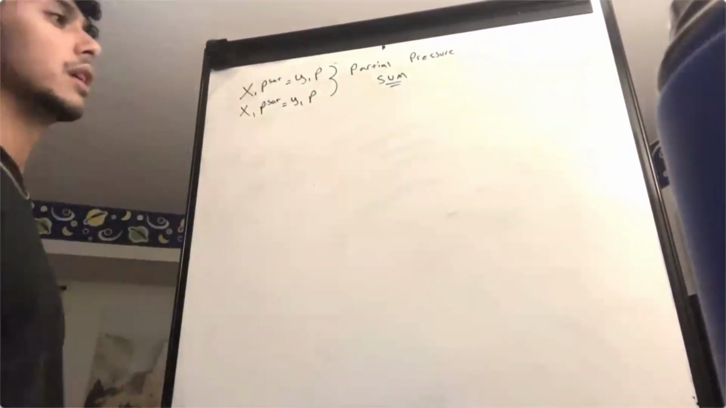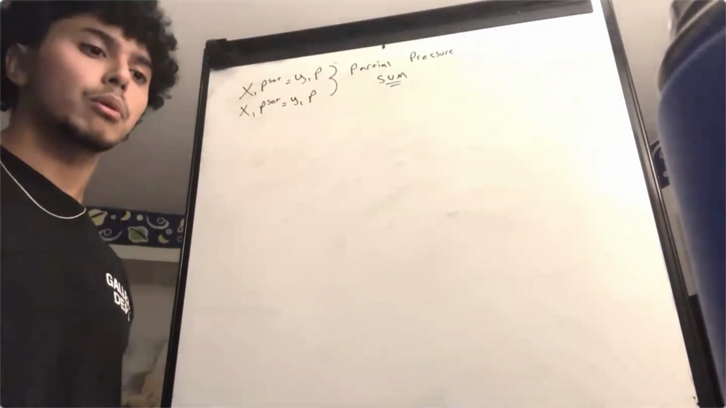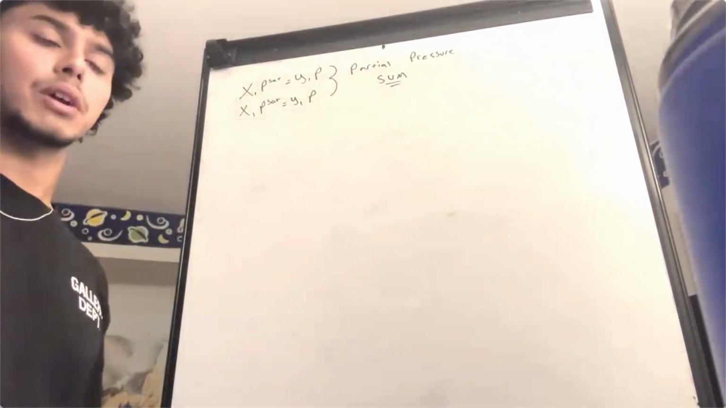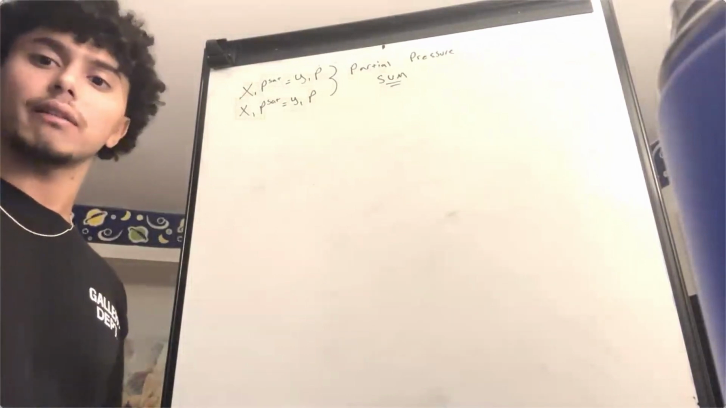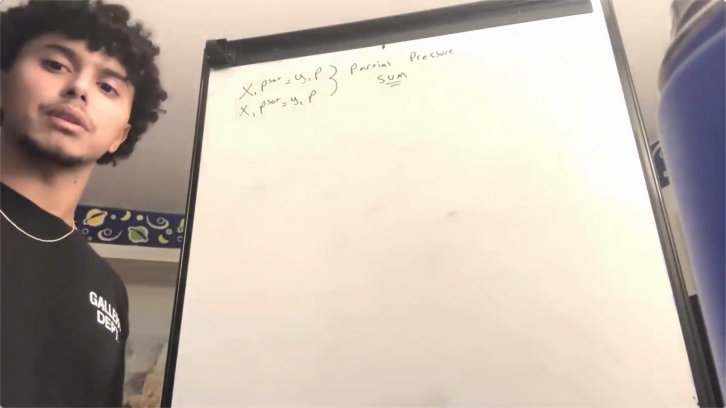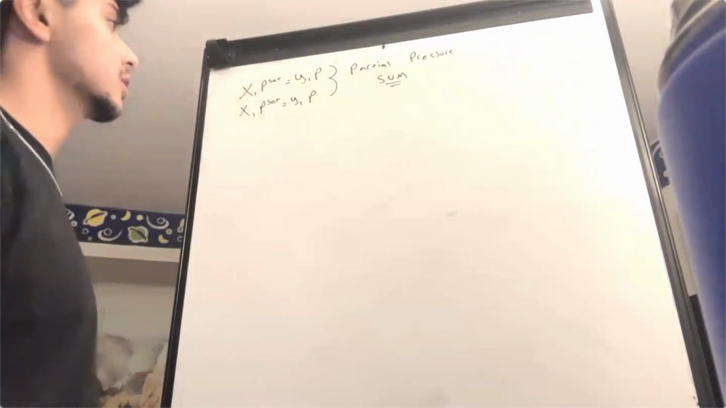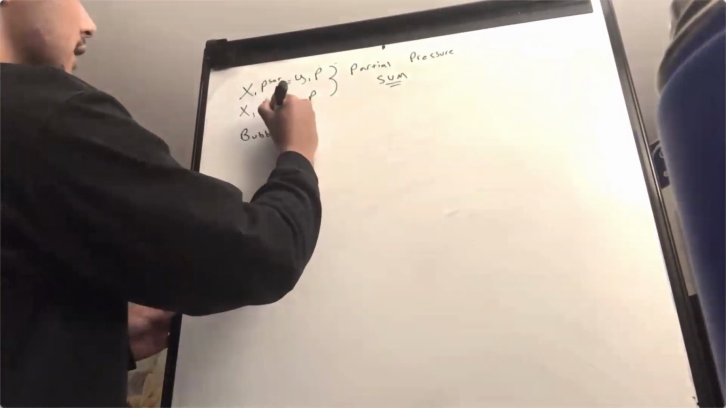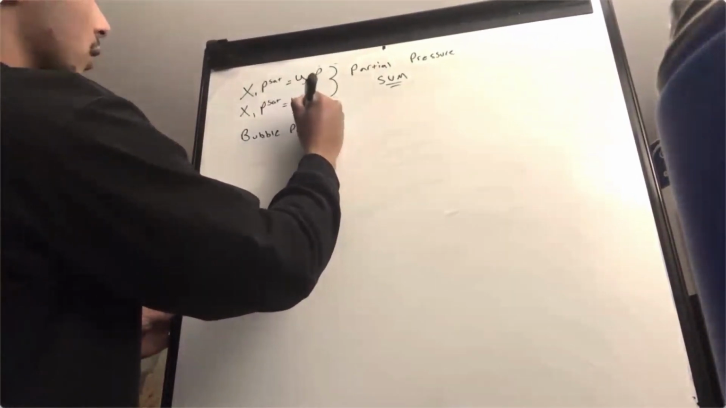So the bubble point is when we have high enough pressure and when we decrease that pressure, we eventually see our first bubble of vapor form. That's our bubble point pressure. I'm going to state that and give you the formula that goes along with it.